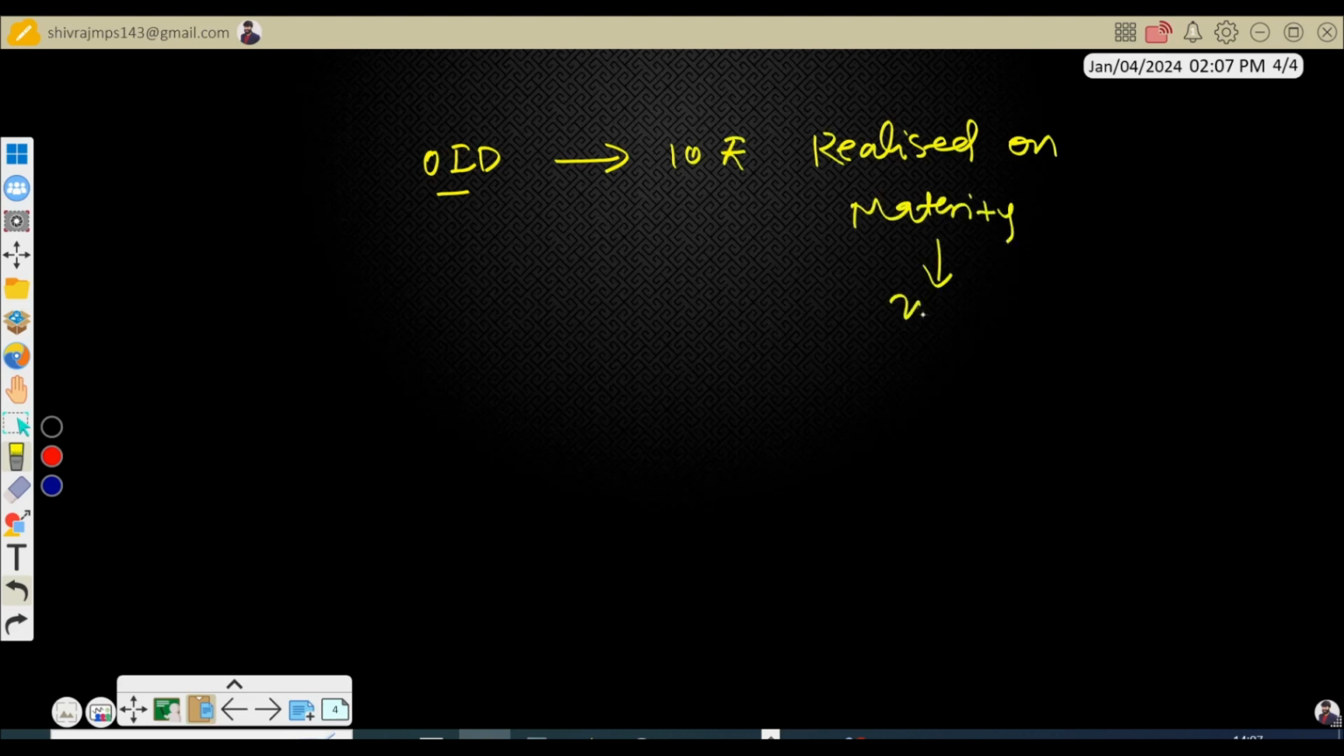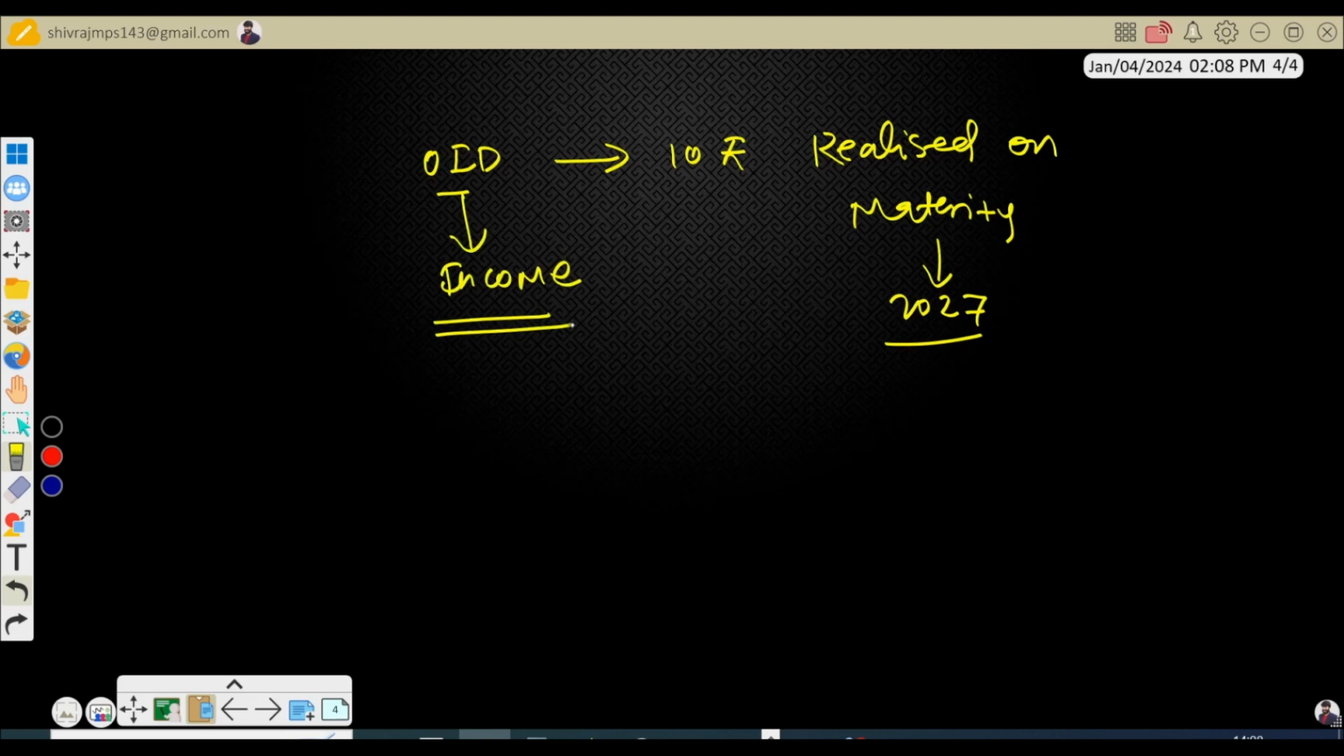Now let's see how we can record it. In the example we have seen, the OID was 10 rupees, but it will be realized on maturity. As per our HDFC example, the maturity date is 2027. So we will have to wait until 2027 to get the OID fees realized in your portfolio. And as I said, OID is a part of your income. So how does the investor record it?